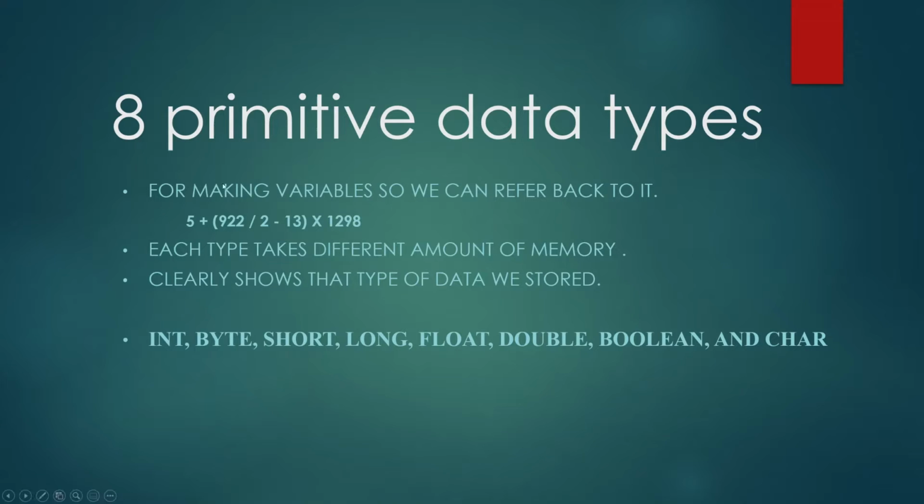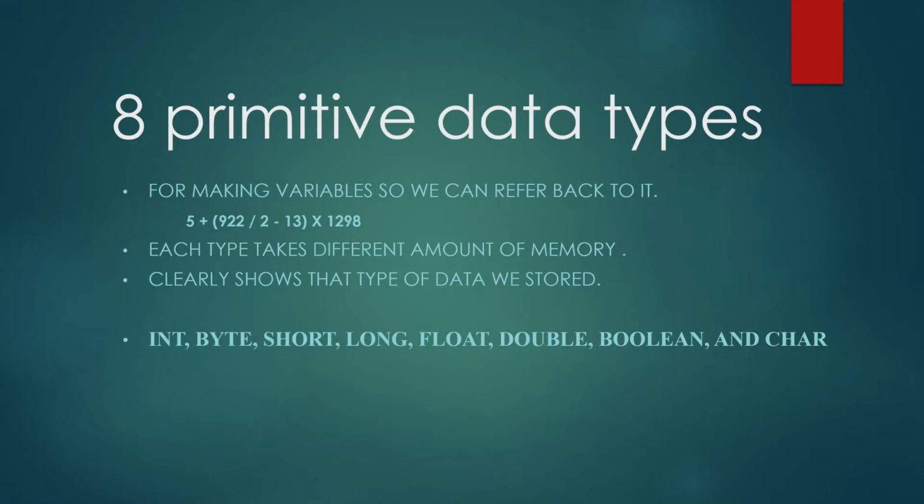As the example here, this is a really long line of calculation, so we will get an answer from this, but we don't want to type this line every time when we want to use the answer from here, right? So we can assign the answer equal to, let's say, x. So later on, we can just type x and it will refer to the answer.